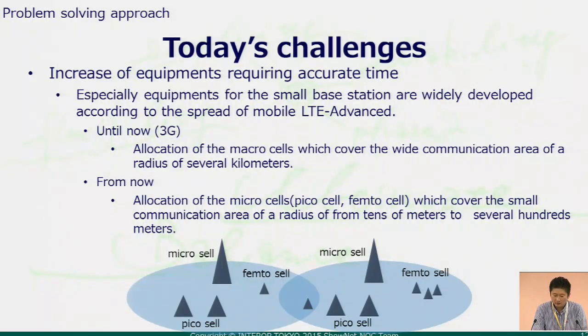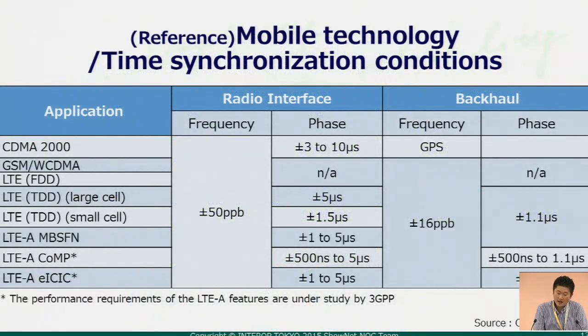The location of a microcell is almost always in the basement of a large-scale commercial facility, so it puts larger costs. So it is not realistic to set an antenna for every device due to cost problems. As you can see, mobile technology requires highly accurate time synchronization, LTE-Advanced.